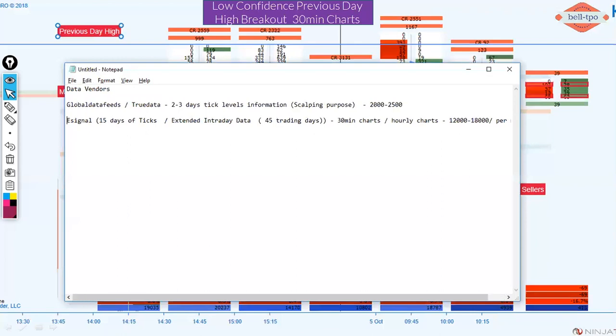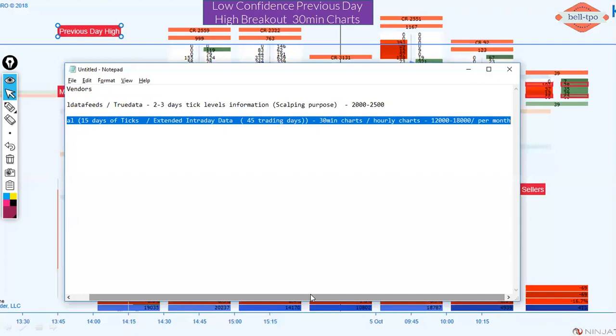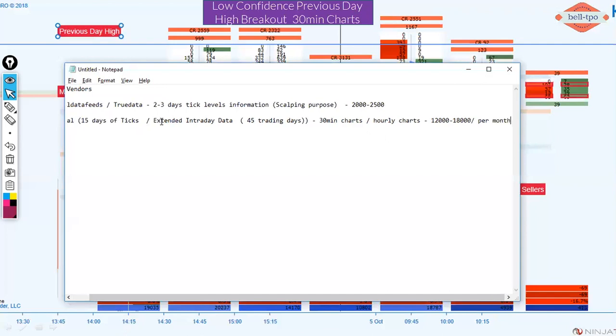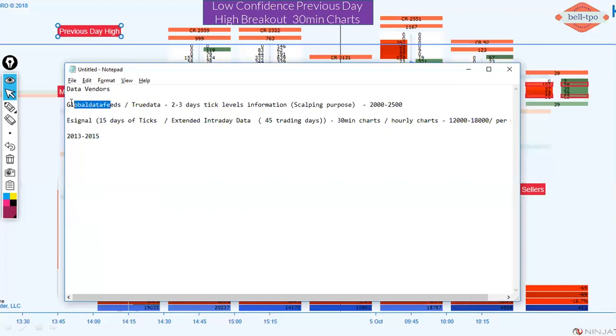So initially I was an eSignal user, as long as GDFL was not providing tick level data. I was using eSignal from 2013 to 2015. Almost 3 years I closely used eSignal, but later on, once Global Data Feeds started providing tick level information, I moved from eSignal to Global Data Feeds. I completely moved to Global Data Feeds. I don't use eSignal anymore.